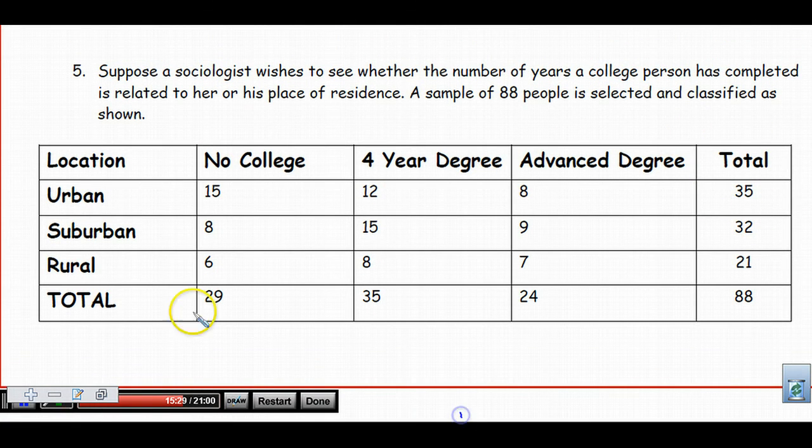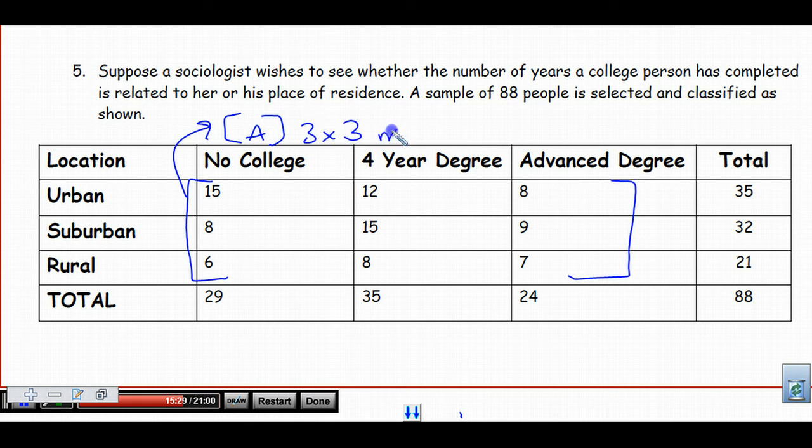Now you have this, and it gives us the totals, which is really helpful when we're doing probability. But when we're trying to run a test of independence, the only thing we're going to plug into our matrix is this. So notice that it's 3 rows by 3 columns. So we're going to make our A a 3 by 3 matrix. Pause this video, go in there, and make that matrix.